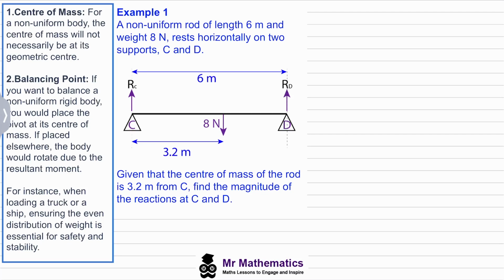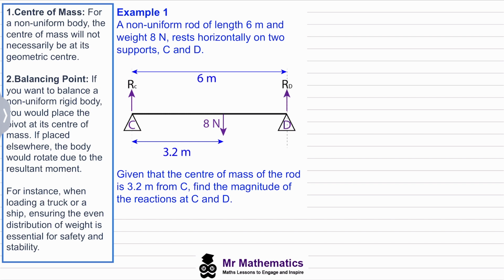Hey everybody, in this video we're going to look at the centre of mass for a non-uniform body, where the centre of mass will not necessarily be at its geometric centre. If you want to balance a non-uniform rigid body, you would place the pivot at its centre of mass. If placed elsewhere, the body would rotate due to the resultant moment.